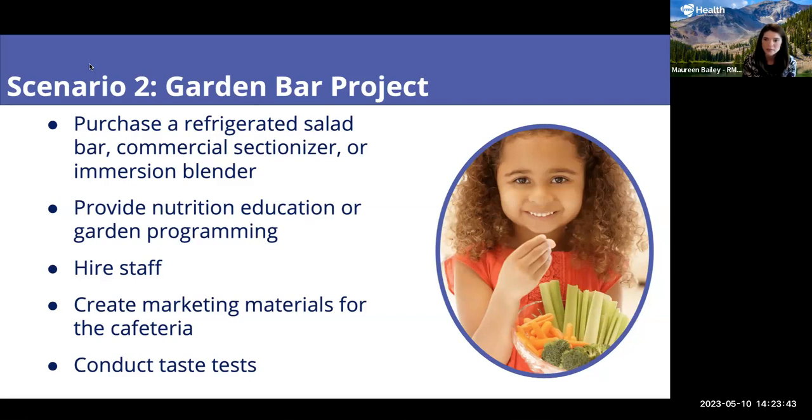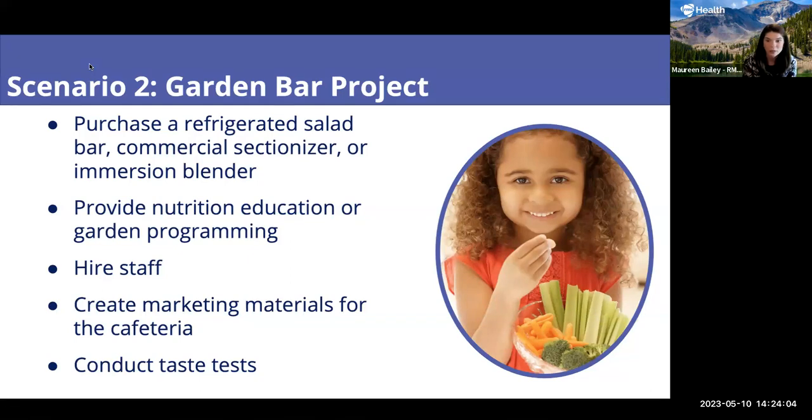Maybe a sectionizer for fruit, or a motorized chopper or food processor for turning the local carrots into kid-friendly shredded carrots for that salad bar. And if we think back to that salad dressing, what could facilitate their move towards scratch cooking in this process? An immersion blender would allow them to make their own school dressings.